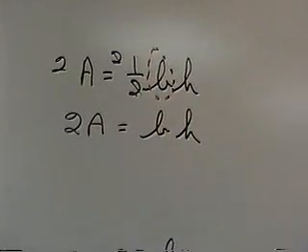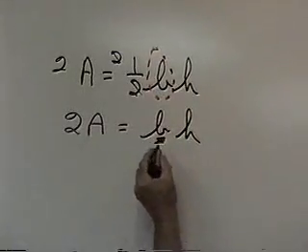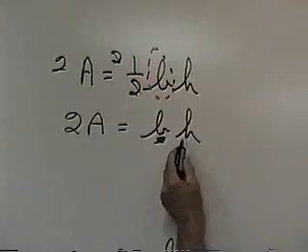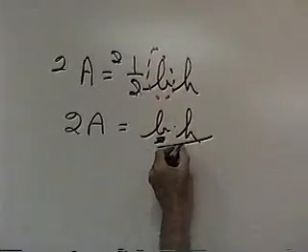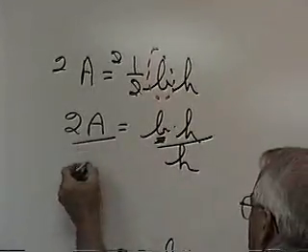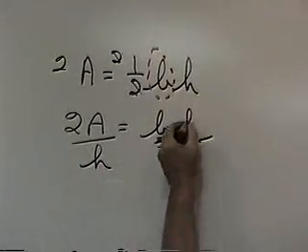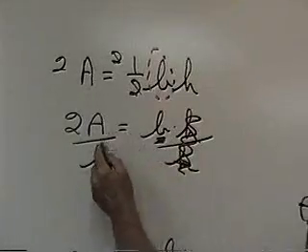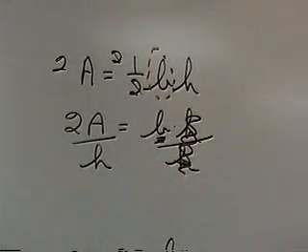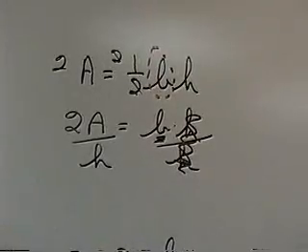Now, remember what we're solving for is B. How is the H connected? It's multiplied, therefore we divide. Divide. And there's your answer. Therefore, B is equal to 2A over H. All right, next example.